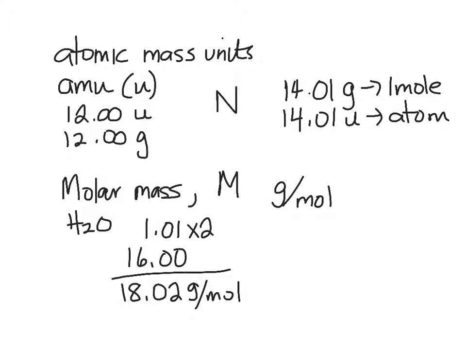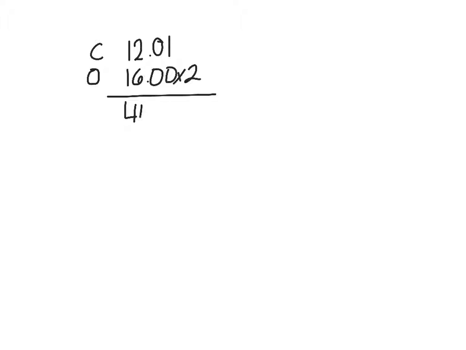Okay. Carbon dioxide. Molar mass of carbon. 12.01. The molar mass of oxygen, still 16. There's 2 of them. So the molar mass is 44.01 grams per mole.